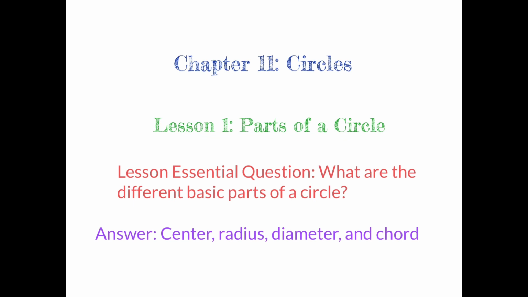And that completes the video for Chapter 11 Circles, Lesson 1 on the parts of a circle. So what are the different basic parts of a circle? The center, the radius, the diameter, and the chord.